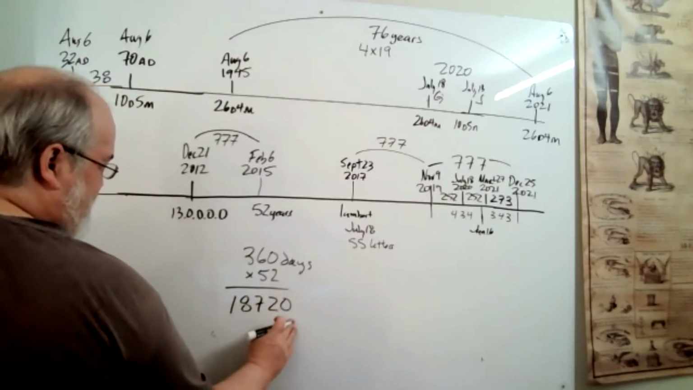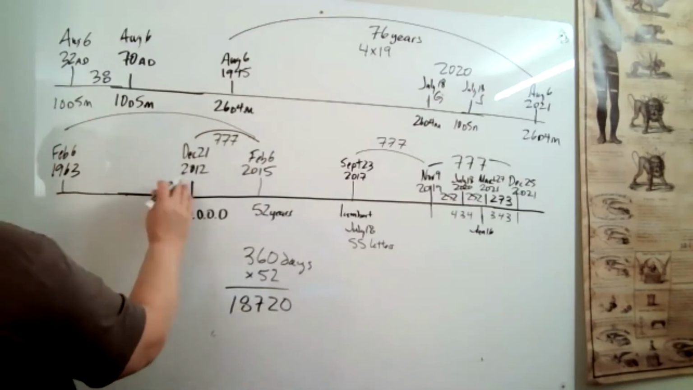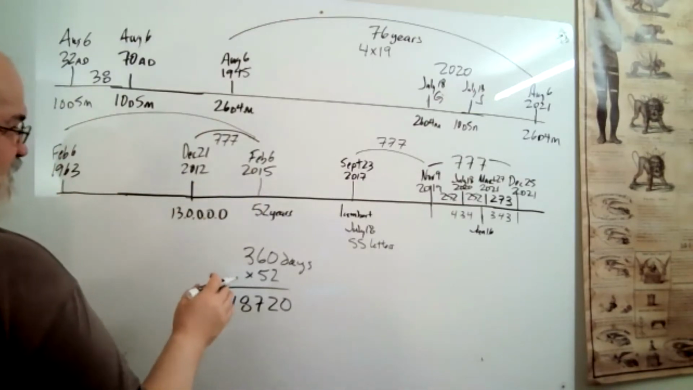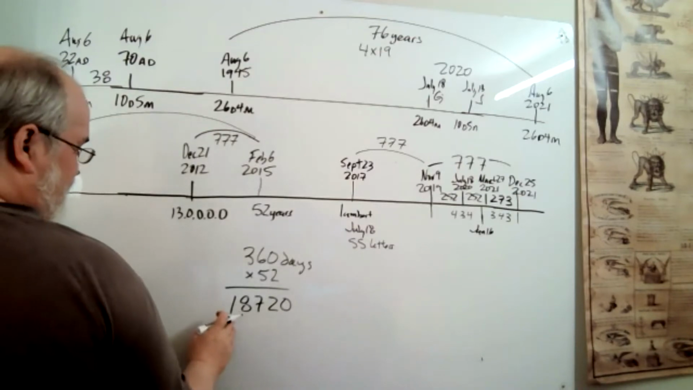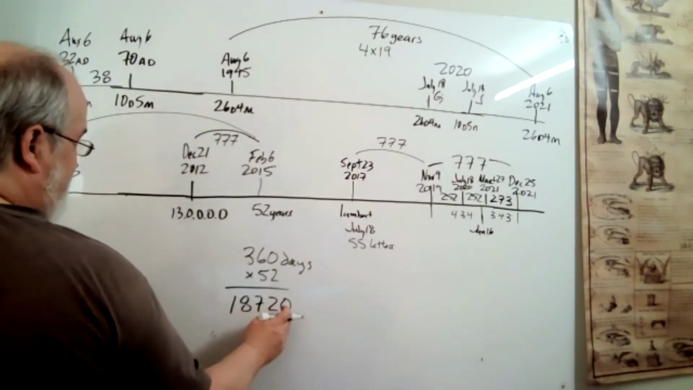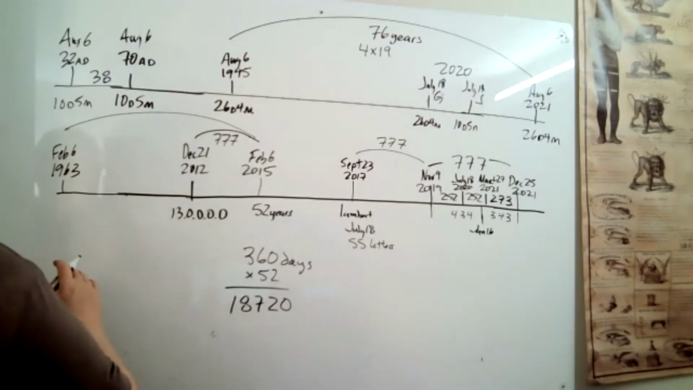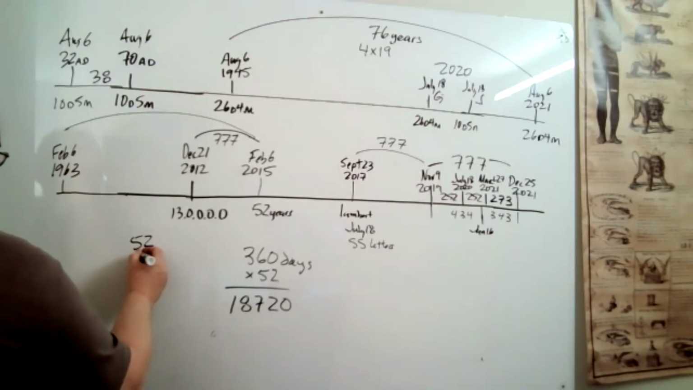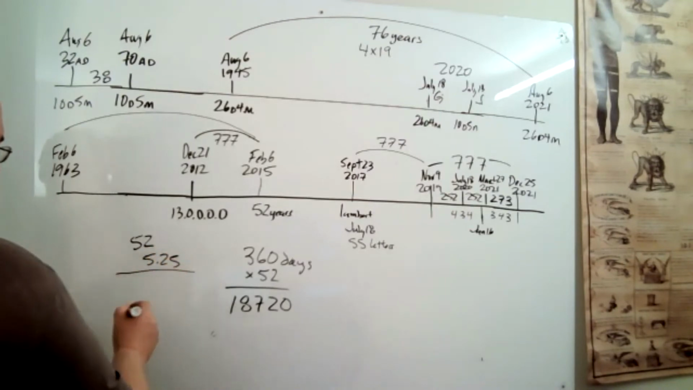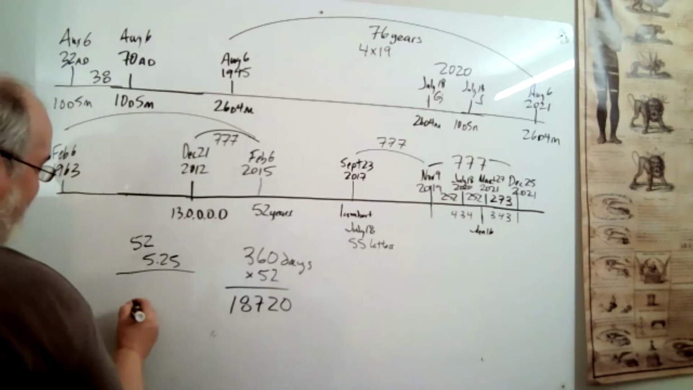It's a symbol of July 1820. But of course, from this birthday to this birthday is a year of 365 and a quarter days. So if I was going to count 18,720 days from my birthday, it wouldn't come to February 6, 2015. It would be short. In 52 years, every year would be 5.25 years short. And if you multiply 52 times 5.25, what do you get?